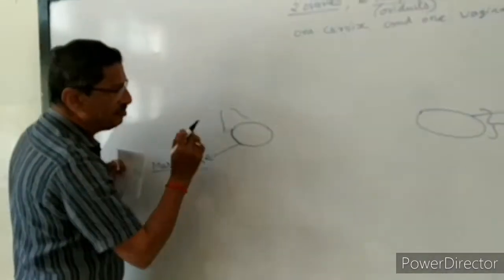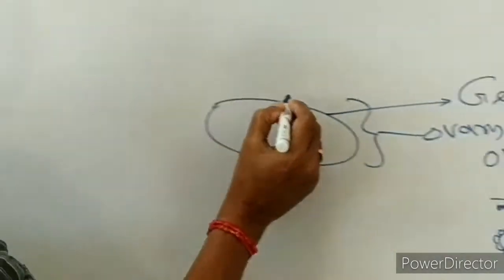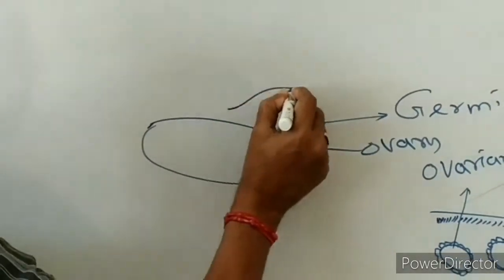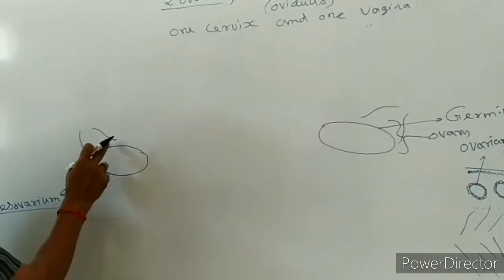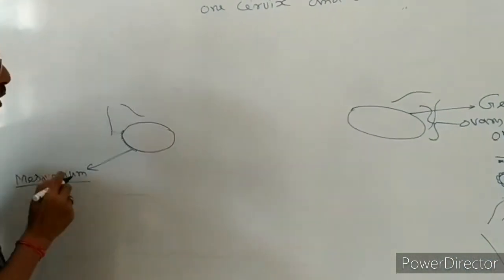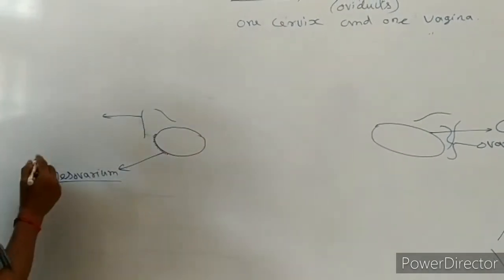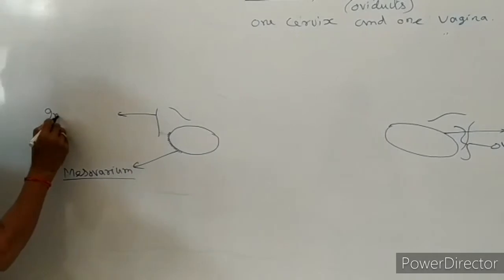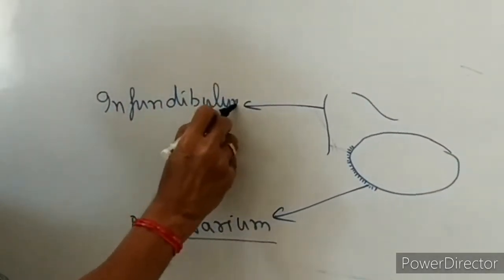Now see the inverted funnel-shaped structure. It is partly covering this one. Even this side also you can see the same thing. Now one funnel-shaped structure is present. The mouth is very widely open and here it is narrow. Now this funnel-shaped structure, what is present here, is called infundibulum. It is called infundibulum.